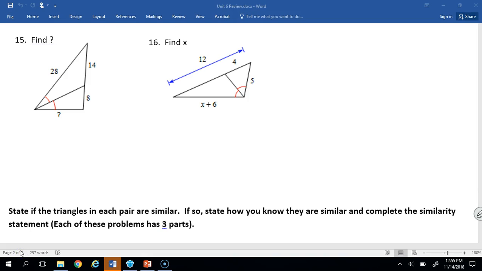So with number 15, it says find question mark again. Now these problems are a little bit different. I need you guys to notice that this angle and this angle are congruent. That means that the two triangles are proportional.